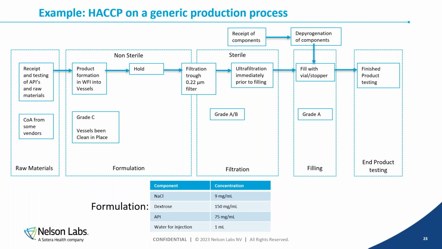And then before entering the sterile environment, we are going to run everything through a filter of 0.22 micrometers, and perform ultrafiltration to remove endotoxins up to a certain level, and that's being performed in a sterile environment. Subsequently, we are going to fill our product in a vial and close, again in a grade A environment. And finally, we have our finished products that we will subject to endotoxin testing.